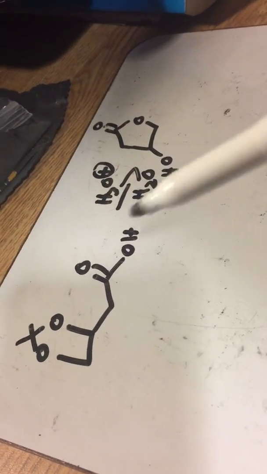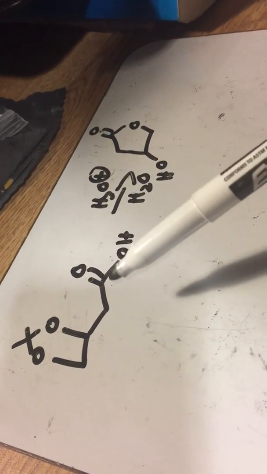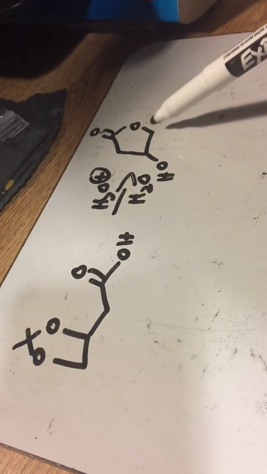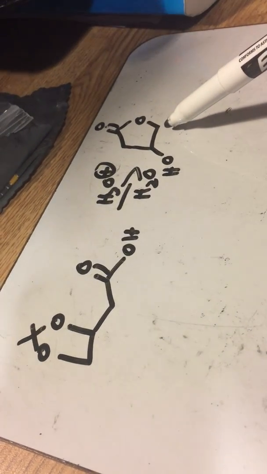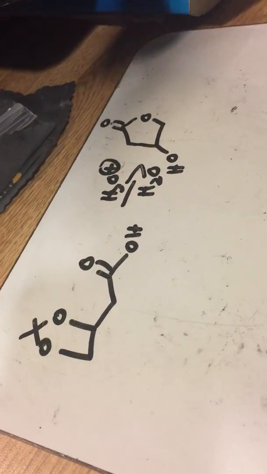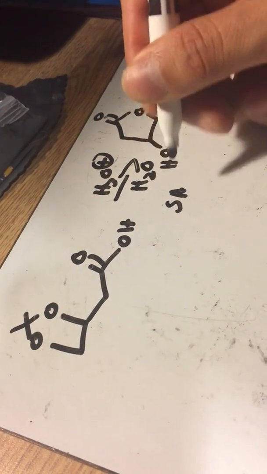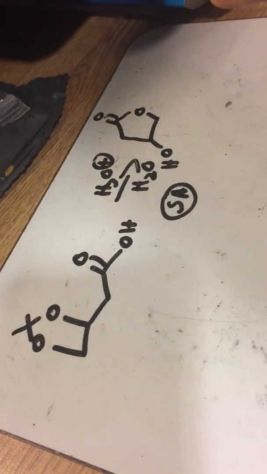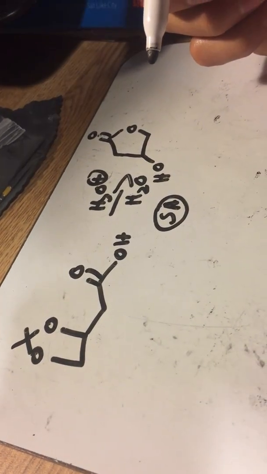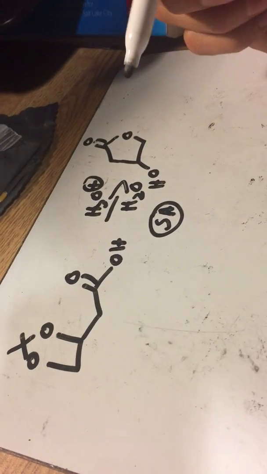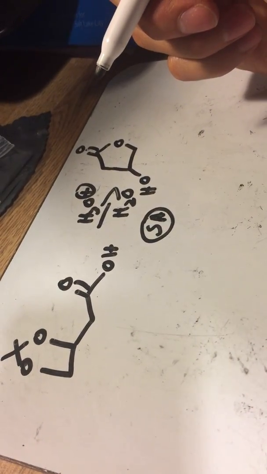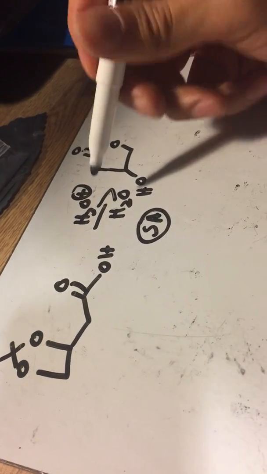So the objective is to show a synthesis or mechanism that will take us to this molecule here. To start out, we have to notice that we're under strongly acidic conditions, so we know we're not going to ever make any negative charges in our mechanism. If we see that, we know that we've gone wrong. The next thing we notice is that we have a strong acid.